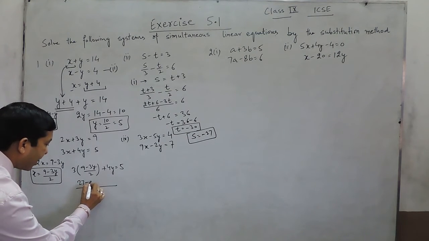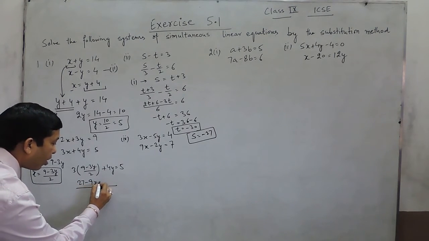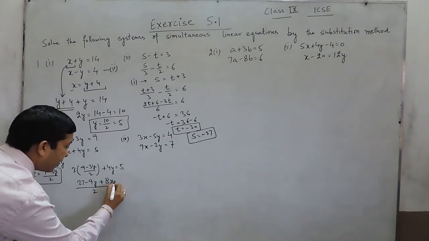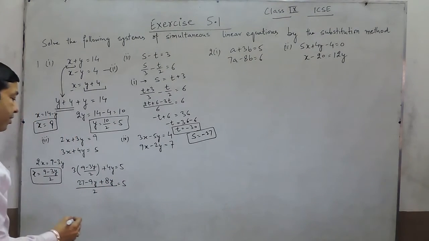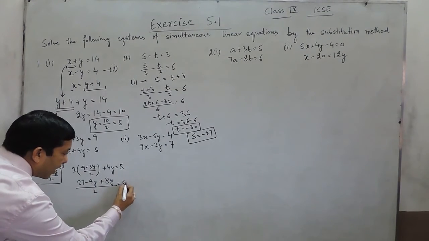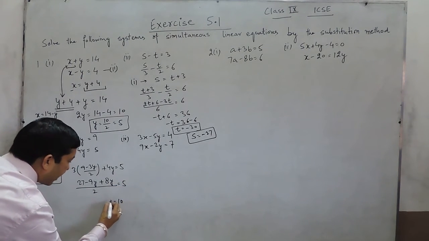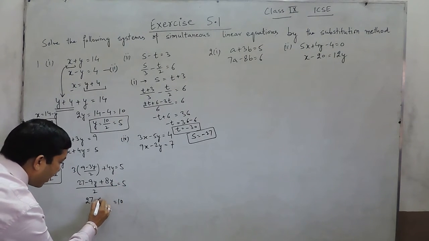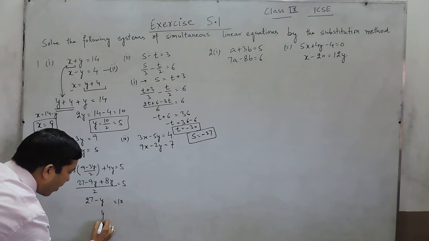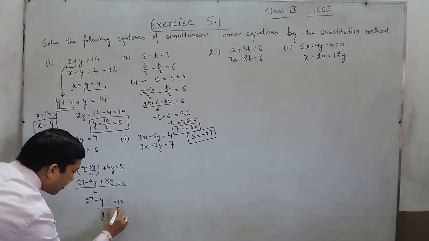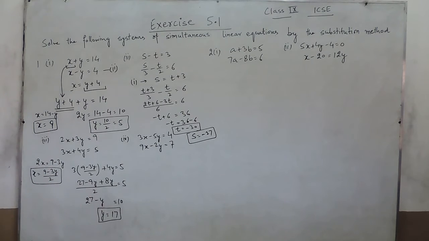So 27 minus 9y plus 8y comes out to be 5. Further solve it, this 2 multiplied by 5 becomes 10. 10 is equal to 27 minus y. So the value of y comes out to be 17 by solving this equation.